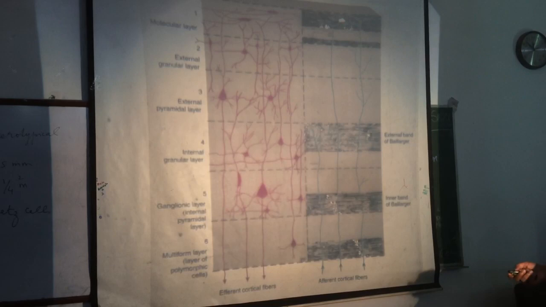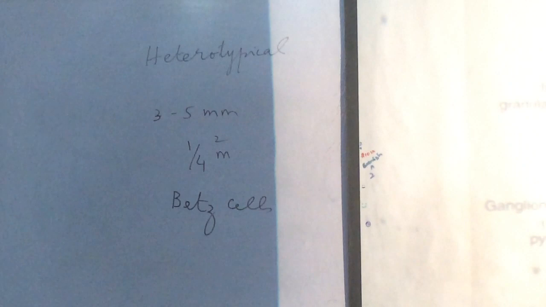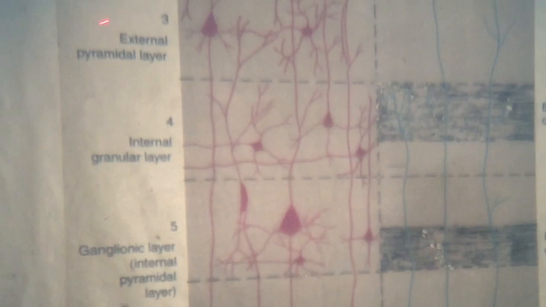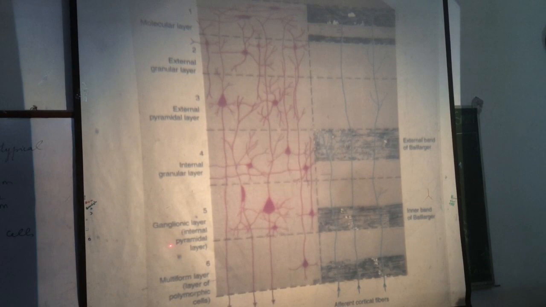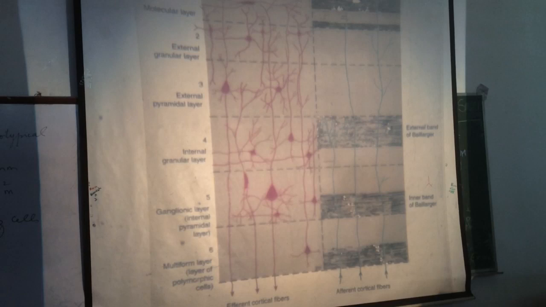The other type of heterotypical cerebral cortex is the agranular cortex. In agranular cortex, the pyramidal layers are well developed, I mean the external pyramidal layer and internal pyramidal layer, layers number 3 and 5.